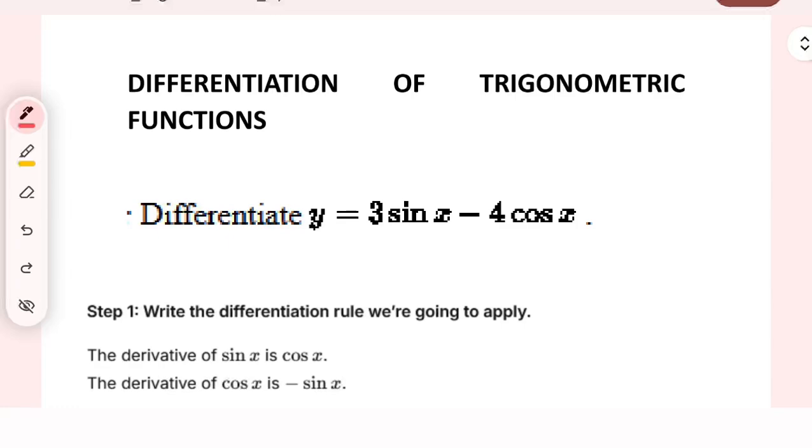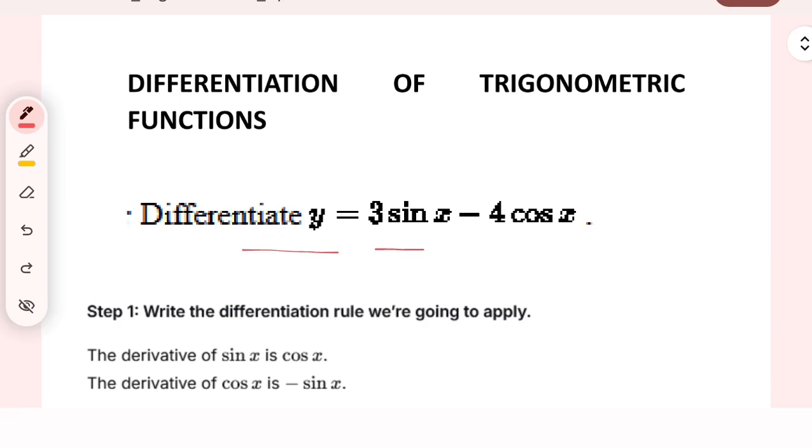Hello again. So for this video, we will be discussing how to differentiate using trigonometric functions, or how we can take derivatives of trigonometric functions. So for example, sine, cosine, and tangent. So how we will differentiate functions with trigonometric functions.